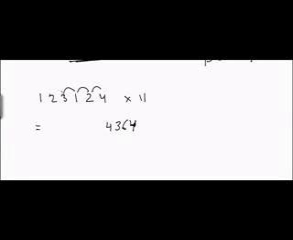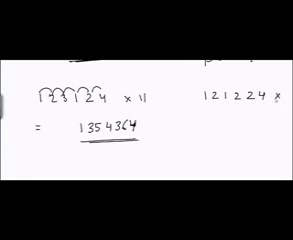Again, if I have 1 2 1 2 2 4 and I want to multiply by 11, here I'll say 4, then 4 plus 2 is 6, 2 plus 2 is 4, 2 plus 1 is 3, 1 plus 2 is 3, 2 plus 1 is 3, and then 1. So that is the answer. This is the way you multiply by 11. Now I will also talk about trick number 8.